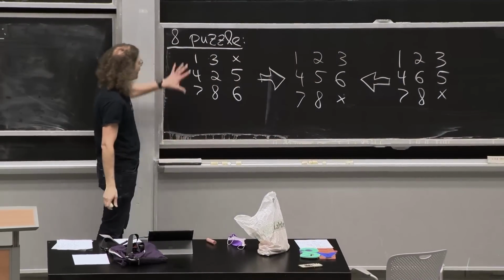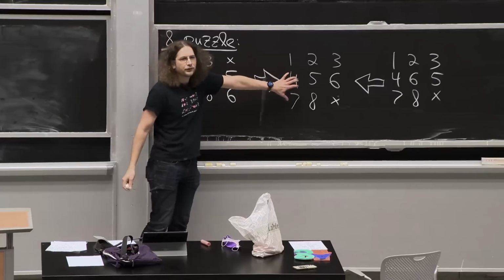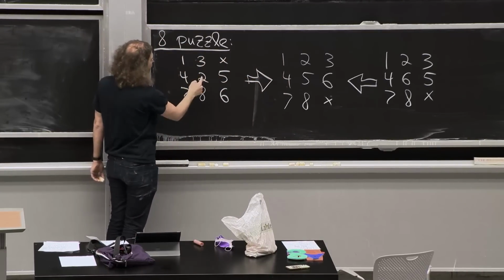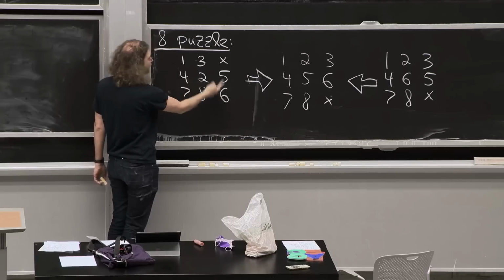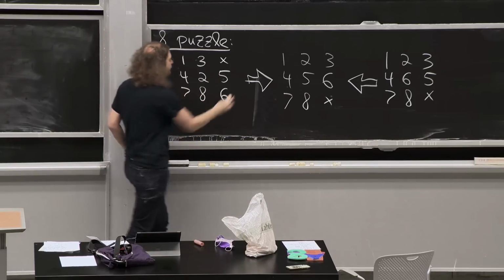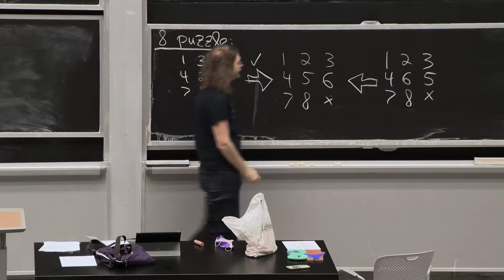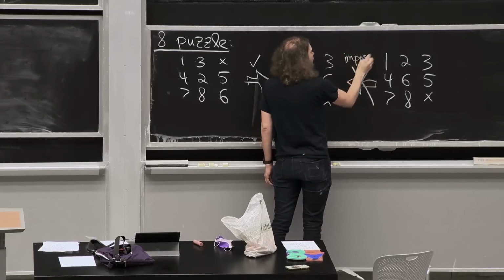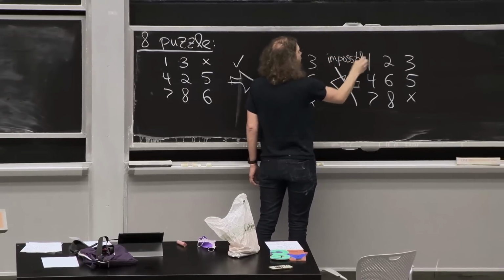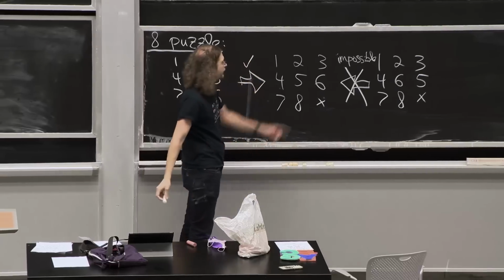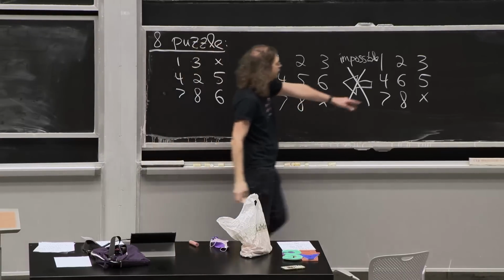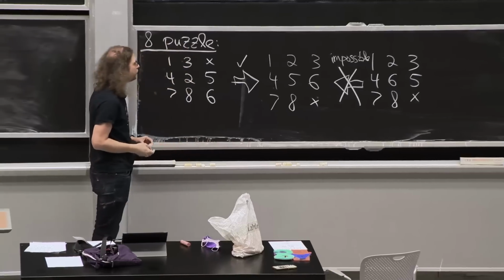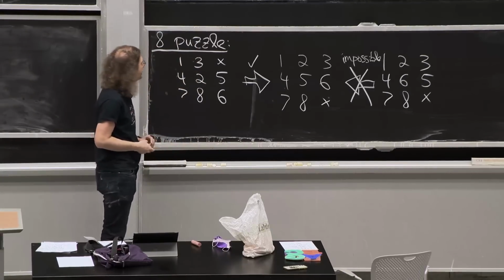I claim it is possible to go from this arrangement to this arrangement. It's actually quite easy. You move the 3 over, you move the 2 up, you move the 5 over, you move the 6 up. Okay, so this is possible. I claim this one is impossible. And our first goal, really, is to prove that you cannot swap the 5 and the 6 by themselves. Okay, and we're going to build up tools to do that.